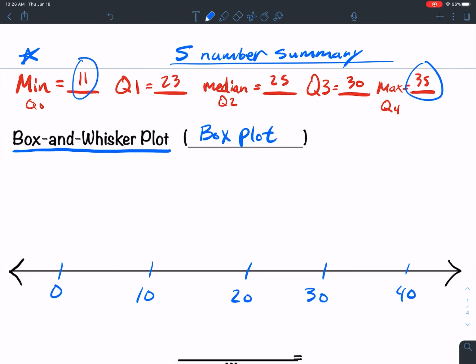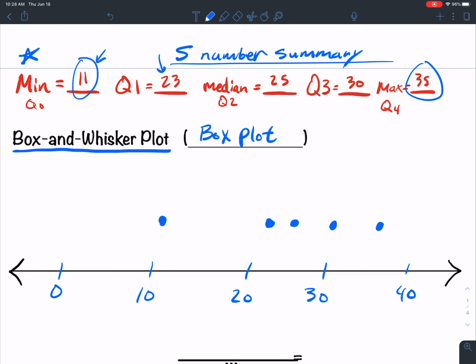Okay. So how does this work? Well, I'm going to put dots above everywhere that I see the numbers. So 11 is the first one, so I'm going to put a dot right here at 11. And then 23 is the next one. And then 25. And then 30. And then the last one is 35 right there. Okay?